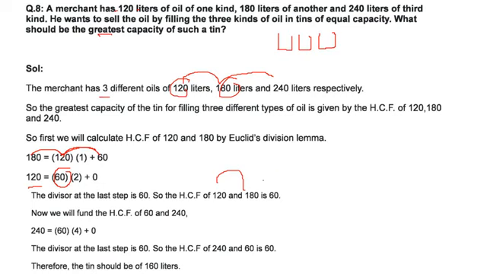Now we have already got the HCF of these two numbers. So we'll take this HCF and 240, and then we'll try to find out the HCF of these two numbers. That will be the final HCF or the capacity of the tin. So 240 can be represented as 60 into 4 plus 0. So we get a 0 the very first time. So 60 is our divisor. 60 is the HCF. Each tin should be of 60 liters.